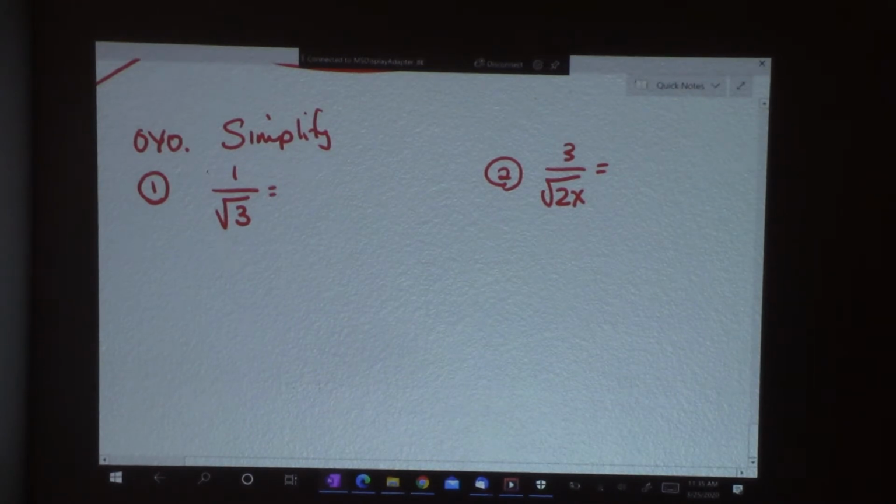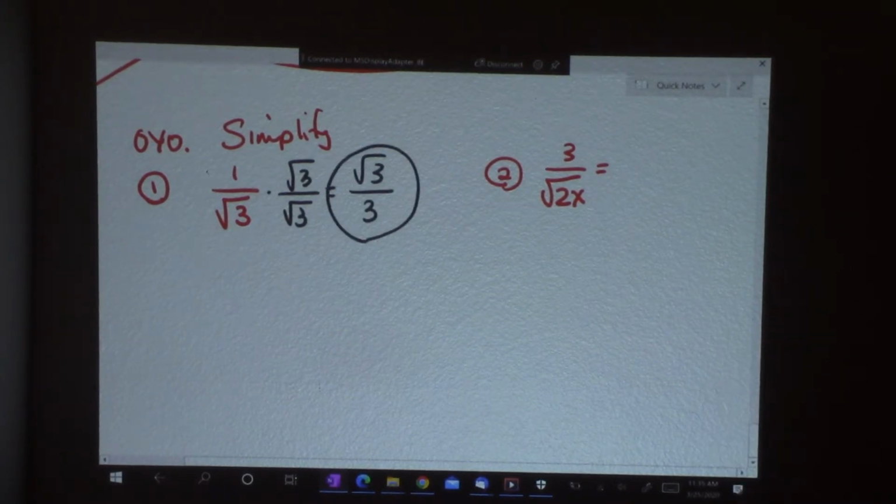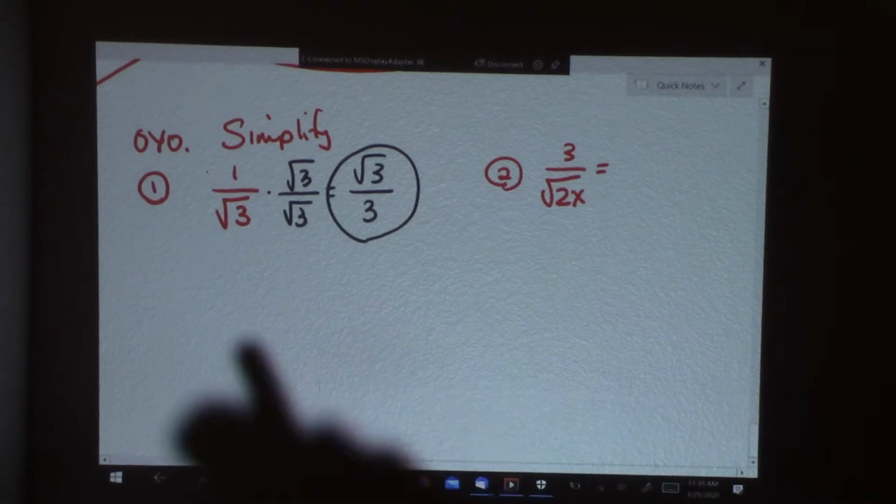So let's finish these. I'm going to multiply by the square root of 3, and I get the square root of 3 over 3, and that's finished. No radical in the denominator.